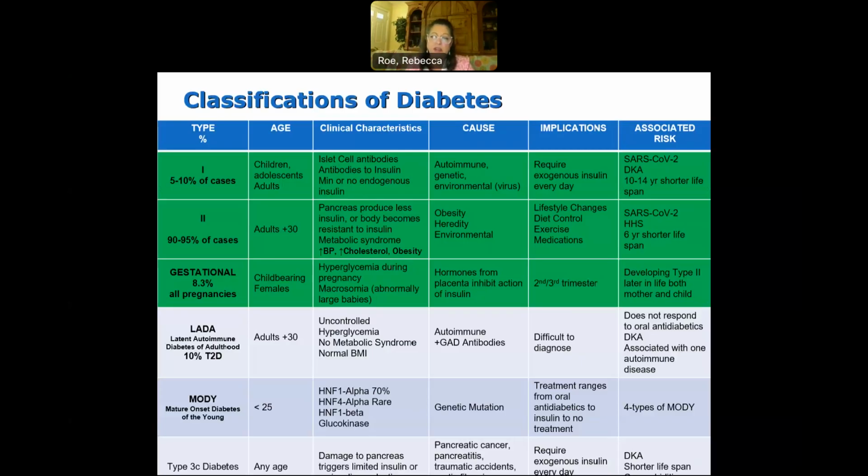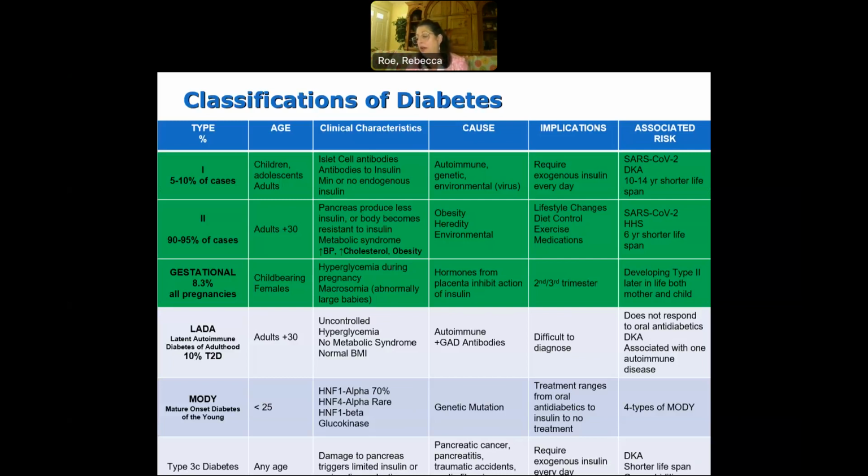Here I've listed some things to help me organize the percentage of cases that we see. Of course, type 2 diabetes is 90 to 95% of the cases that are diagnosed, and so you'll see a lot of those cases. In fact, some in our audience today probably have diabetes, so it's not uncommon.